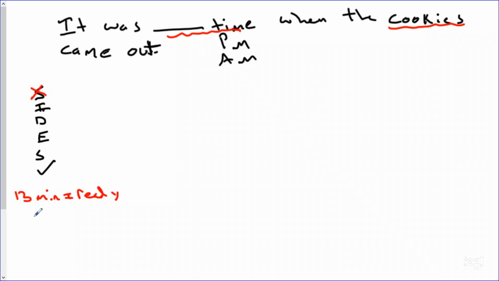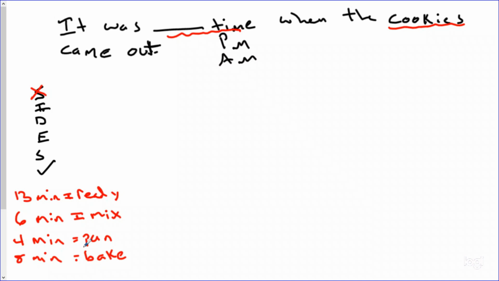It took 6 minutes to mix everything, right? Took 6 minutes to mix. It took 4 minutes to get them on the pan, right? And then it took 8 minutes for them to bake. And you wanted to know what time they came out, okay?